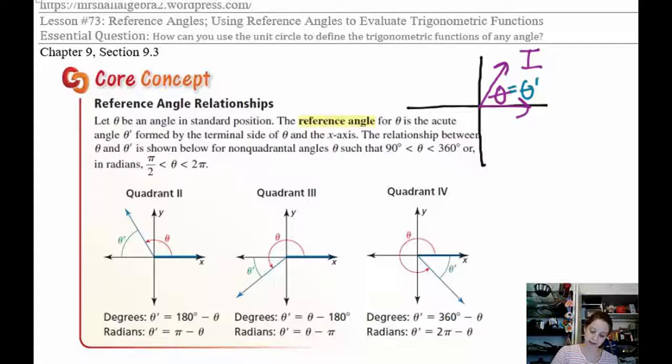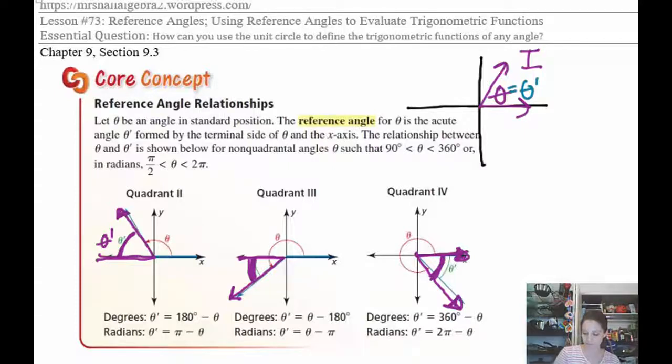Quadrant 2, if your terminal side is in quadrant 2, then your reference angle is right here. It is the terminal side and the x-axis. It is that angle. There it is. If your terminal side is in quadrant 3, then the reference angle is the angle formed by the x-axis and the terminal side. And if it's in quadrant 4, then again, the reference angle is formed by the terminal side and the x-axis.